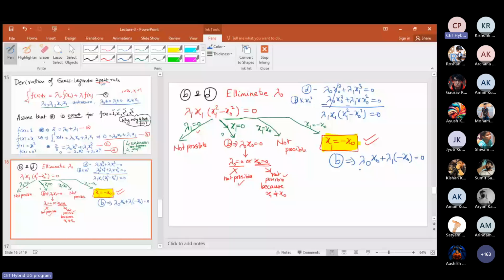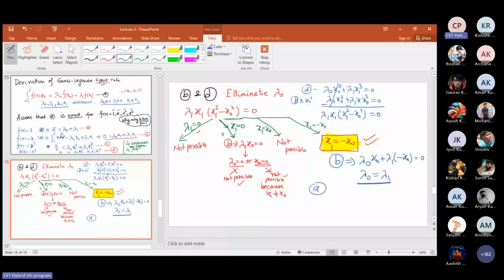lambda 0 x0 is not 0, you have already proved that one, right? So यहां से क्या हो जाएगा, lambda 0 is equals to lambda 1. So lambda 0 यहां से lambda 1 के बराबर आ गया. अब a इक्वेशन देखो आपकी क्या इंप्लाई करती है, यहाँ a है lambda 0 plus lambda 1, lambda 0 plus lambda 1 is equals to 2.